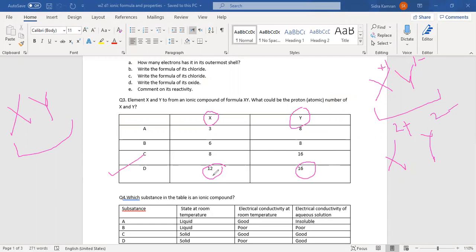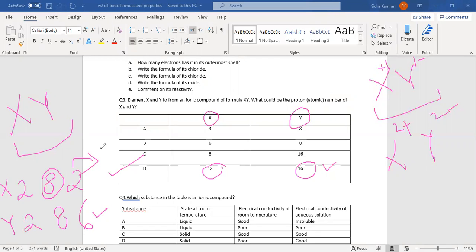You have to check it out. If X has atomic number 12, the first shell has 2 electrons, the second shell has 8 electrons, and the third shell has 2 electrons. In the element with atomic number 16, the first shell has 2 electrons, the second shell has 8 electrons, and the third shell has 6 electrons. So Y needs 2 electrons, and X needs to donate its 2 electrons to complete its octet, and Y needs 2 electrons to complete its octet. It contains 8 electrons in its outermost shell.